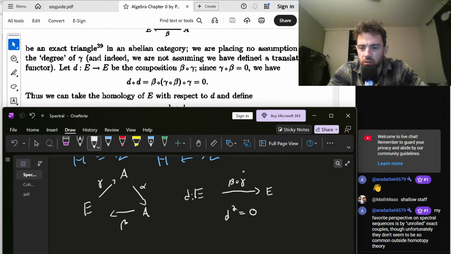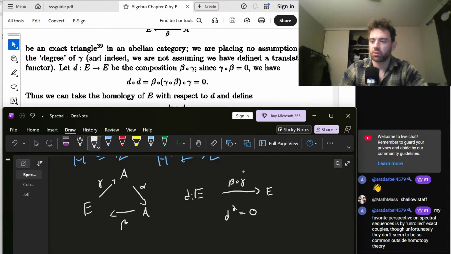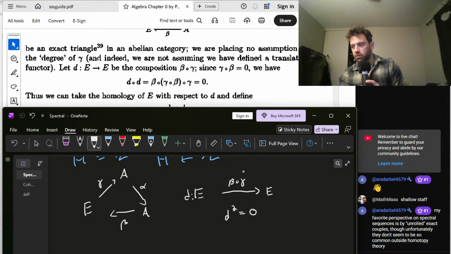Your favorite perspective on spectral sequences is by unrolled exact couples, though unfortunately they don't seem to be so common outside homotopy theory. Interesting. You got a blog post about that or what? Well, I'm going to need to digest these ordinary exact triangles first before I worry about unrolling anything.